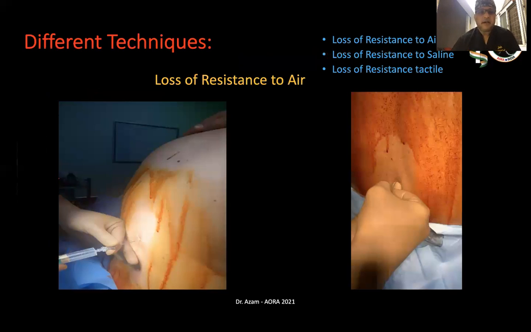Now, what are the different techniques used for epidural space identification? Yes, there are a few techniques that we need to know. One is loss of resistance to air, loss of resistance to saline, and loss of resistance to tactile. Loss of resistance to tactile will be dealt with in the future slides. Now here, I'll be playing the videos.